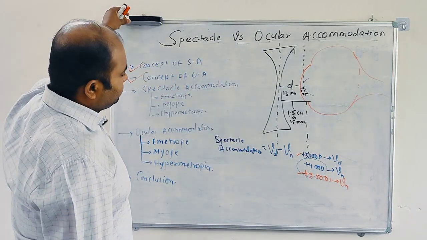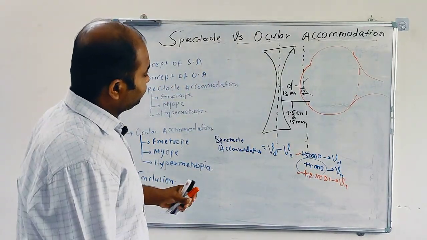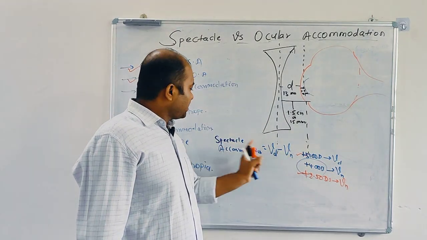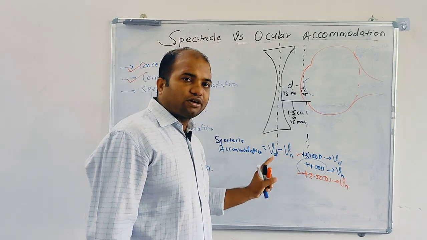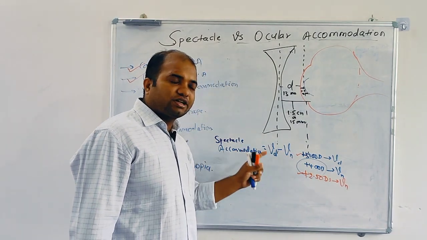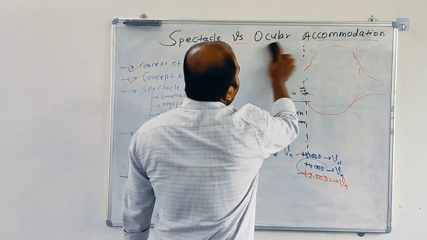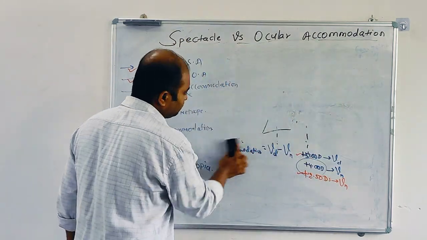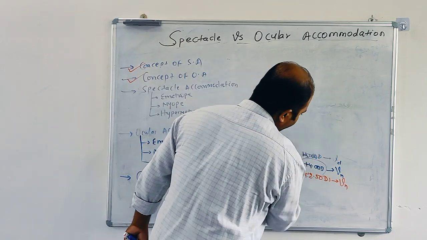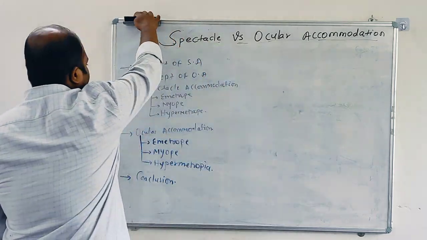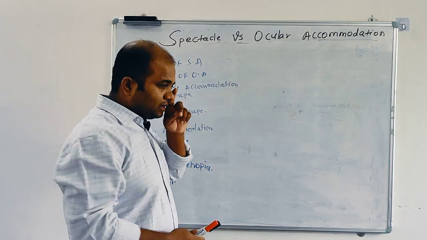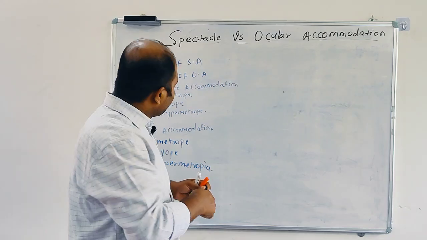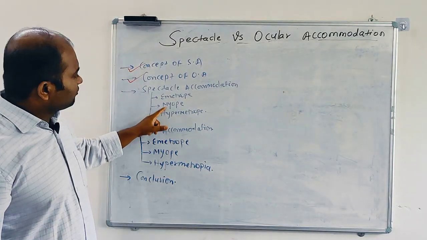Just I will erase this. So for Vergence, just remember the common formula, VD minus EBN. Whether it is spectacle accommodation or ocular accommodation, the formula remains the same. Now let me discuss spectacle accommodation in emmetrope, right? So I'll make three eyes and explain one by one, right?